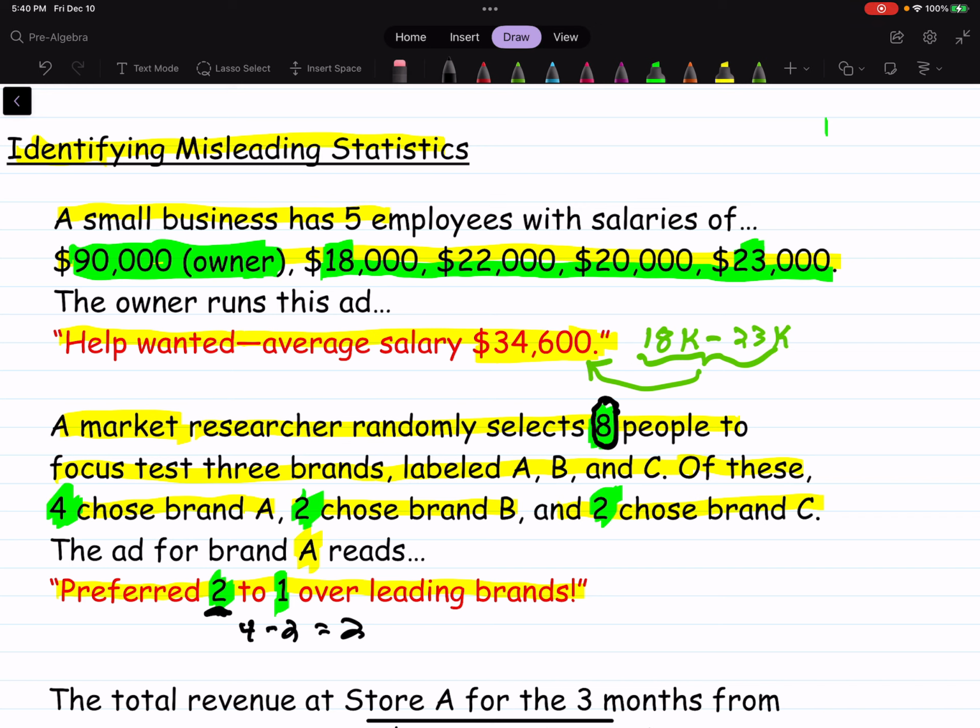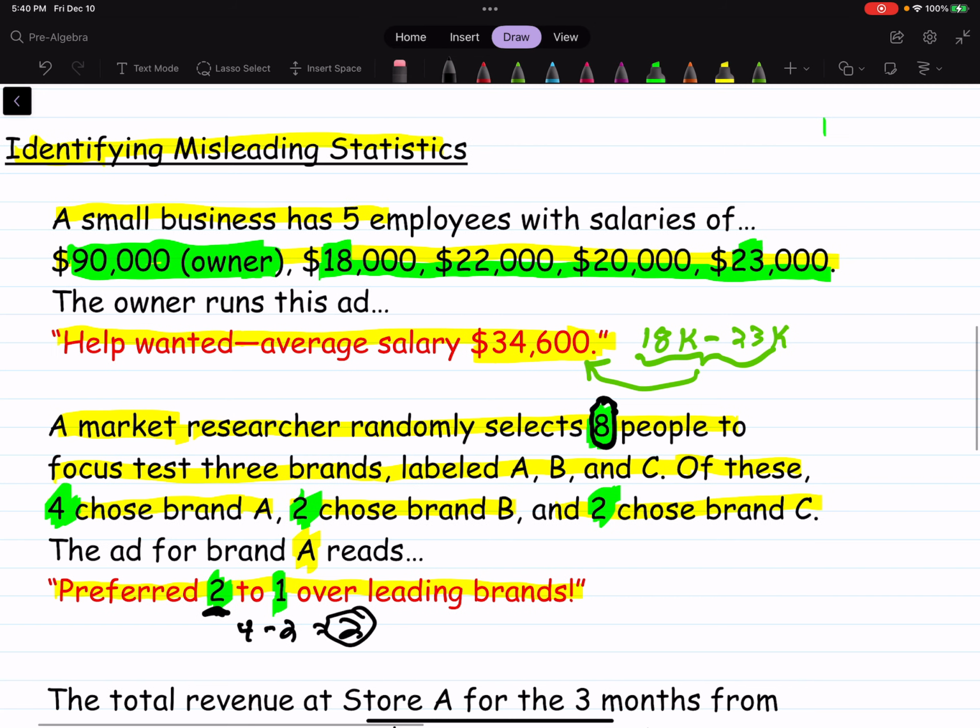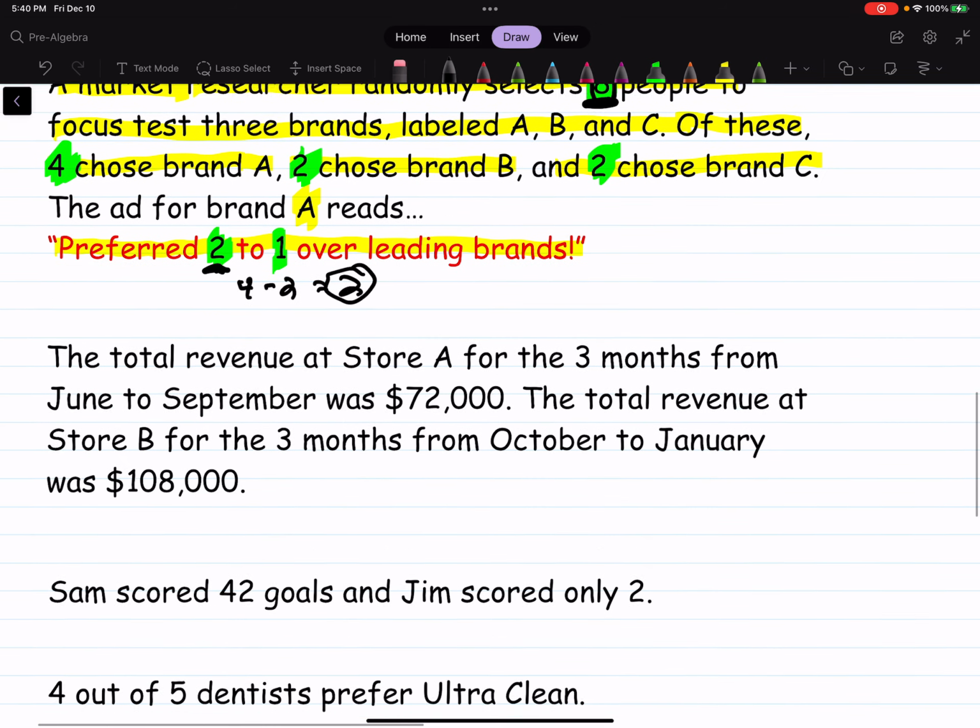8 people is not enough, and a difference of 2 people on a survey is insignificant, especially when you can't count on that happening over a large scale amount of people. How about the next one?